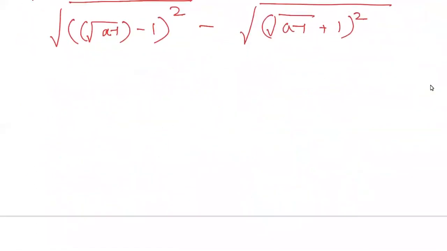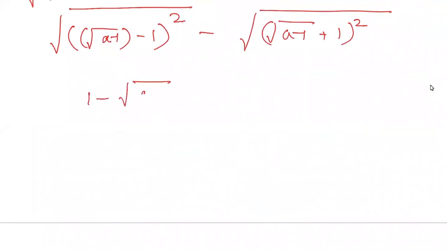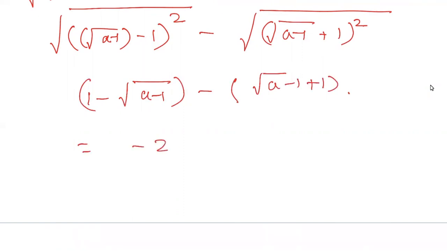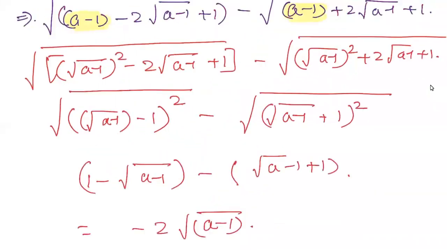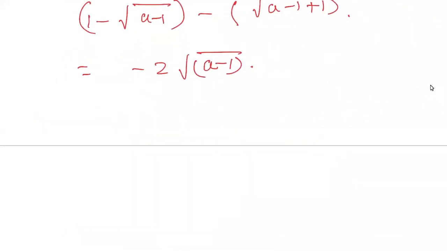Now we have to open this mod. So I'm writing this as 1 minus under root of a minus 1 minus of under root of a minus 1 plus 1. 1 minus 1 cancel out, minus twice of under root of a minus 1. This answer is coming.